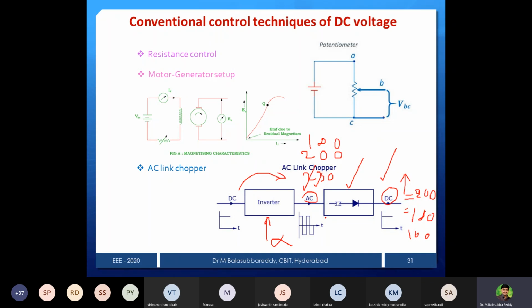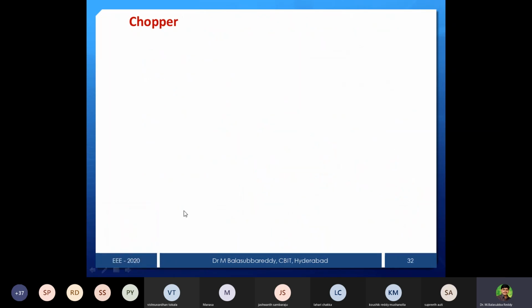This is another method to get variable DC, but here also there is a drawback. Our intention is to get only a variable voltage. For that, we are using an inverter and a diode rectifier. Two setups are required. This is also a little bit costly. That's why generally this method is also not preferable. And finally, we are using a chopper. It is a controllable switch.